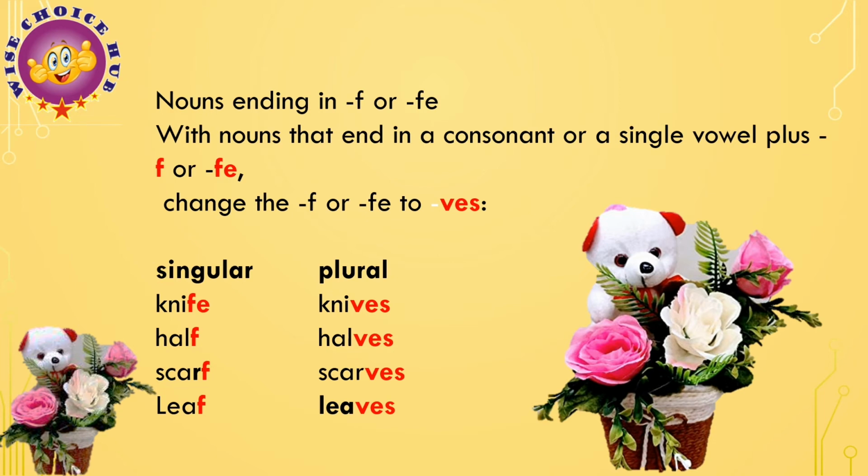Knife, knives. So goes with half. Now, what is the vowel or consonant that is before the letter f? It is L, and L is a consonant. So I am going to replace the F with the letters VES. Half, halves. Scarf, scarves. Leaf, leaves. Now LEAF. What is the vowel or consonant that is before the letter F? It is A, and A is a vowel. So I am going to replace the F with VES and make it leaves.